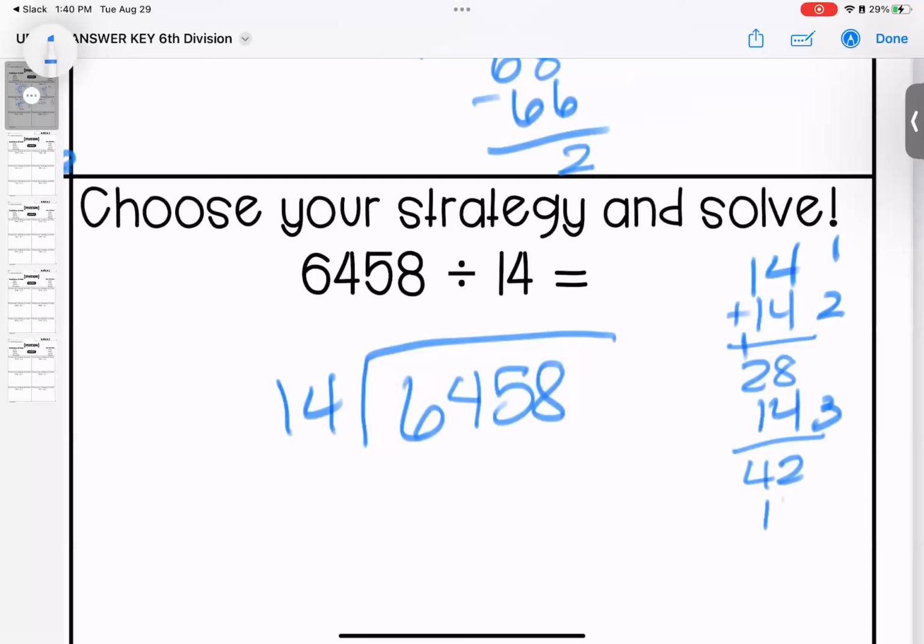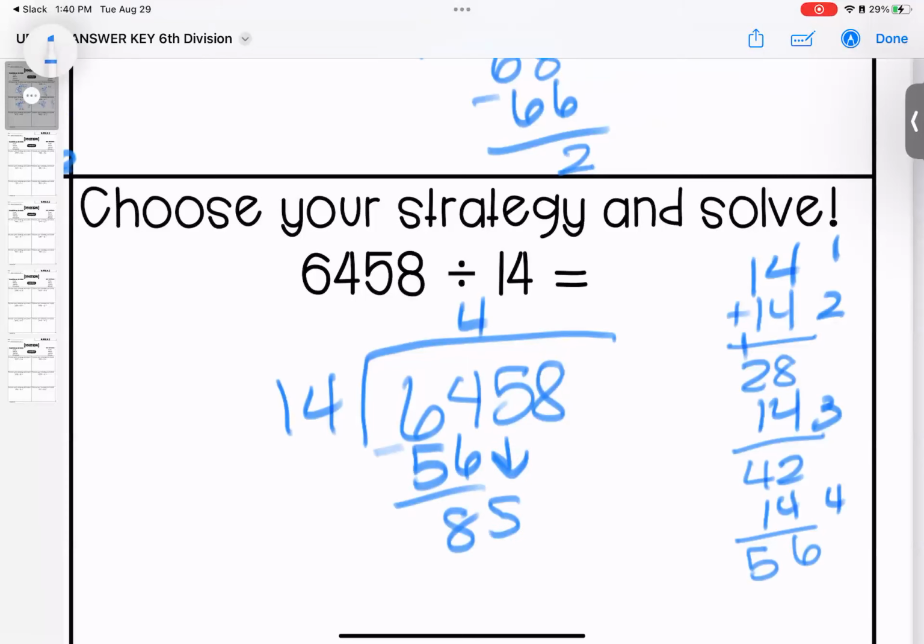So I'm looking for 64. If I add another group, I end up with 56. That's going to be the closest I can get to start. 4 times 14 is 56. When I do 64 minus 56, I'm left with 8. 8 is smaller than 14, so I'm going to bring down my 5.